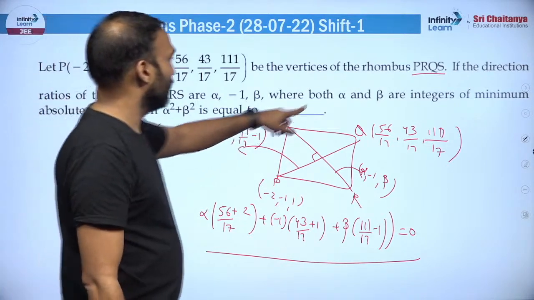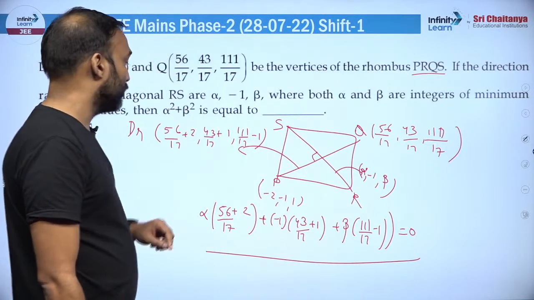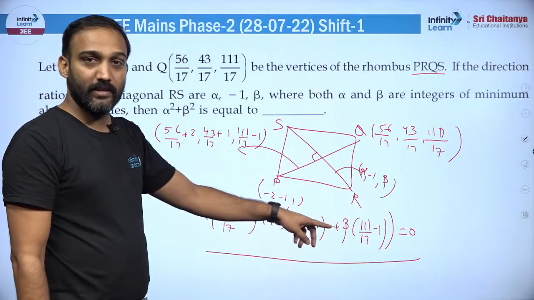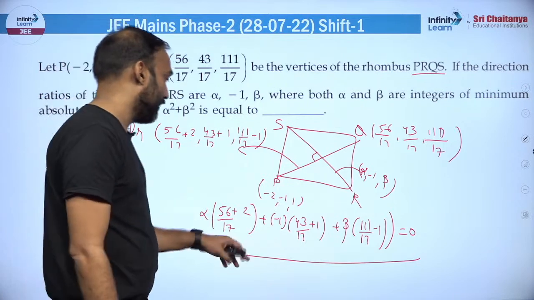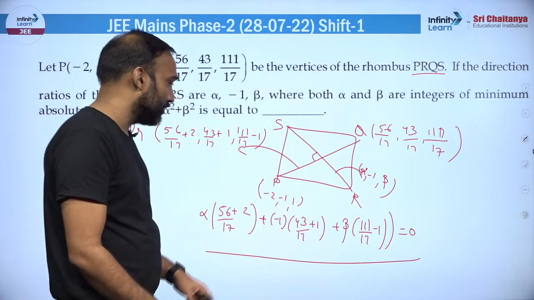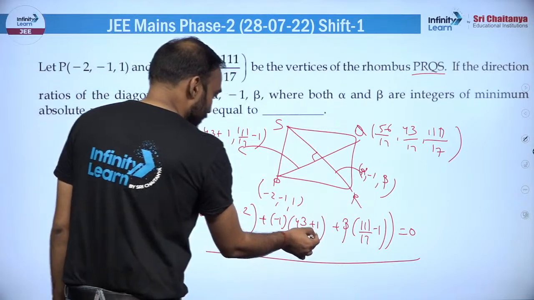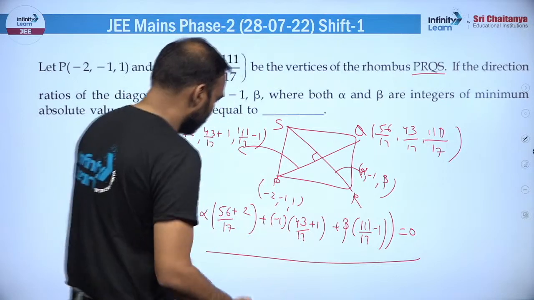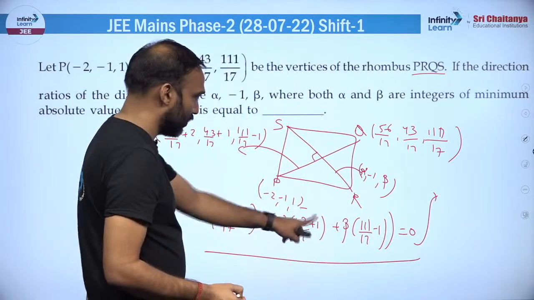Now, I also know that alpha and beta are integers of minimum absolute value. So, alpha and beta are the integers over here. We can simplify this, and from there we can find the integral values of alpha and beta. How do we find them? You will simplify this. You divide this by the expression, whatever this value is.